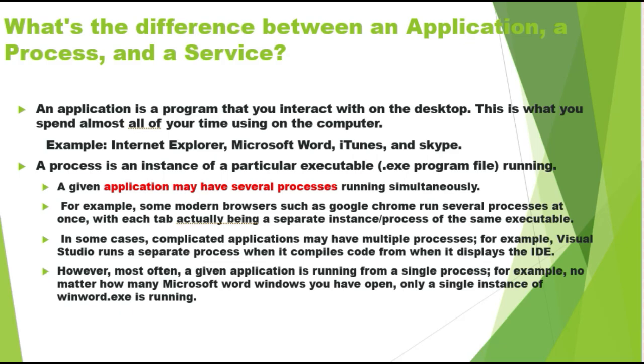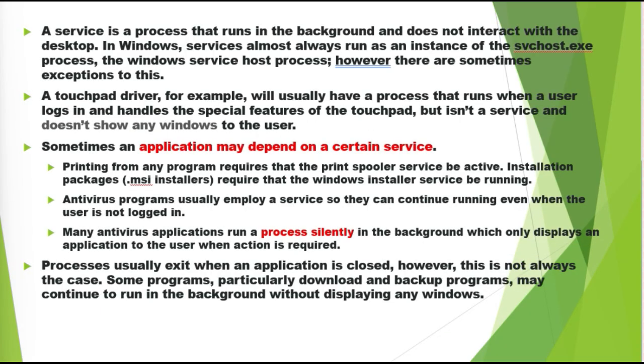On the other hand, an application is a program that users interact with on the desktop. So actually, if you are running an application, it might have several processes running in the background simultaneously. One example is when you have browsers such as Google Chrome running, you are interacting with it, but in the background, it has some processes that are running by opening several tabs. So in Windows, there are things that are running in the background.